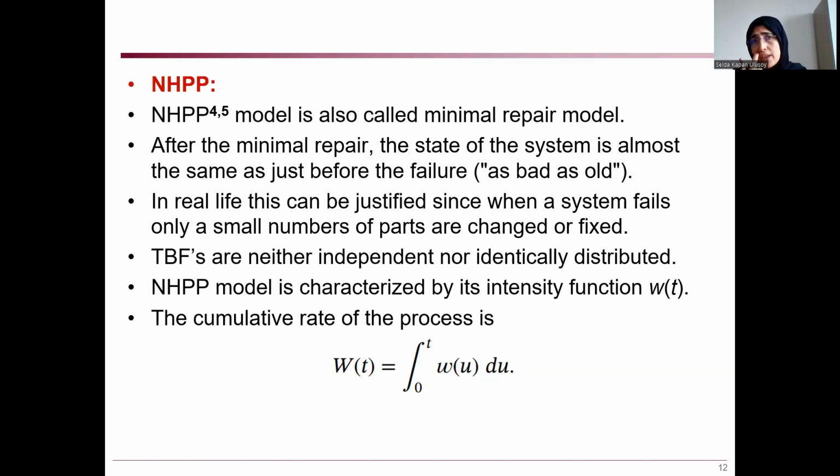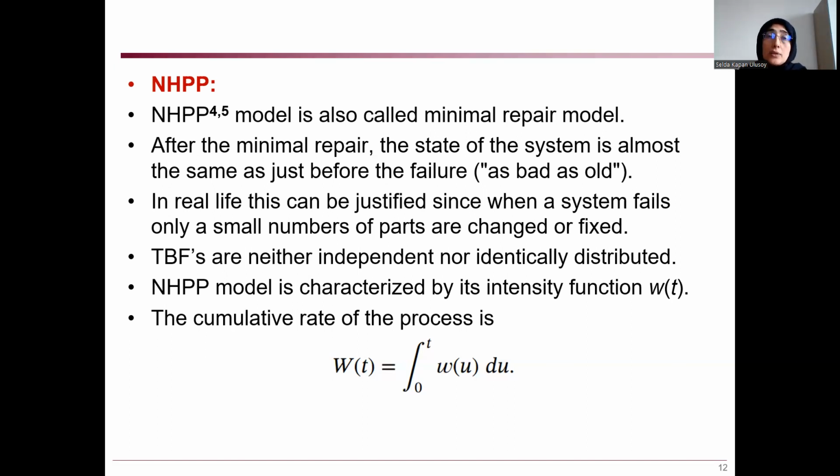Okay. So we decided NHPP is the suitable model, and now I will give you a very short summary. An NHPP model is also called a minimal repair model. After the minimal repair, the state of the system is almost the same as just before the failure, as bad as old. So this is basically the definition of the minimal repair. In real life, this can be justified since when a system fails, only a small number of parts are changed or fixed in the system.